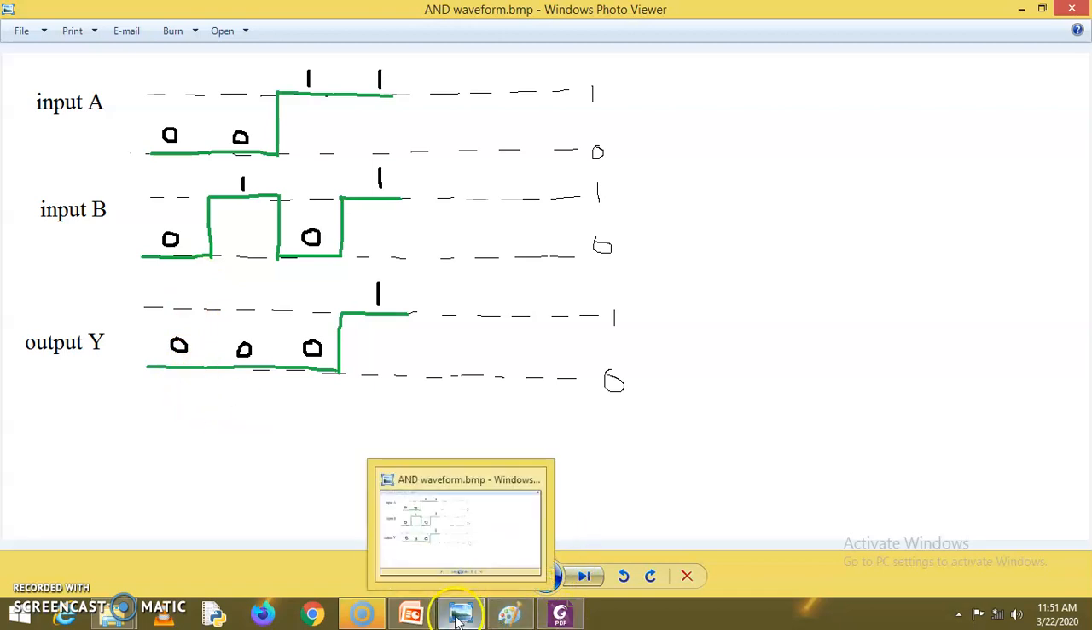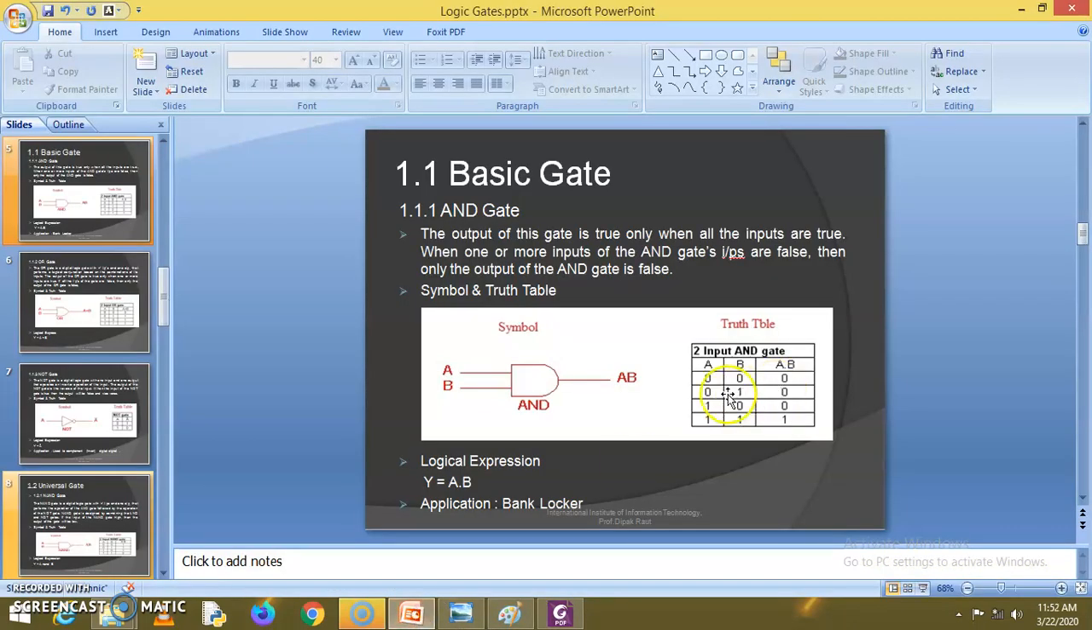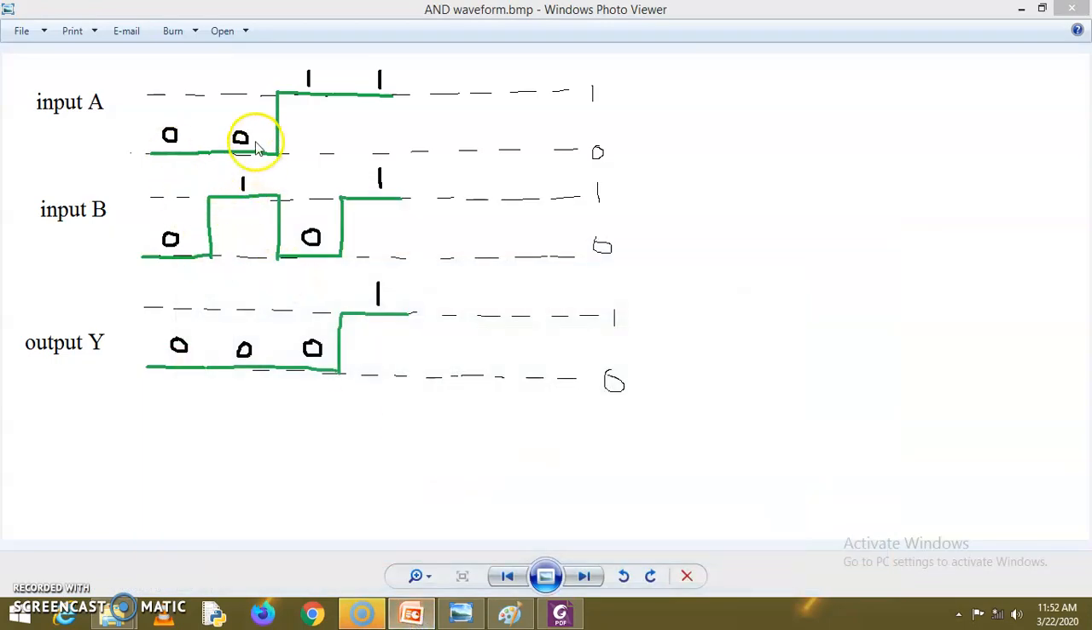Now second truth table combination is 0, 1. Output is 0. So input A is 0, input B is 1. That time also output is 0. So this is my second possible input combination.